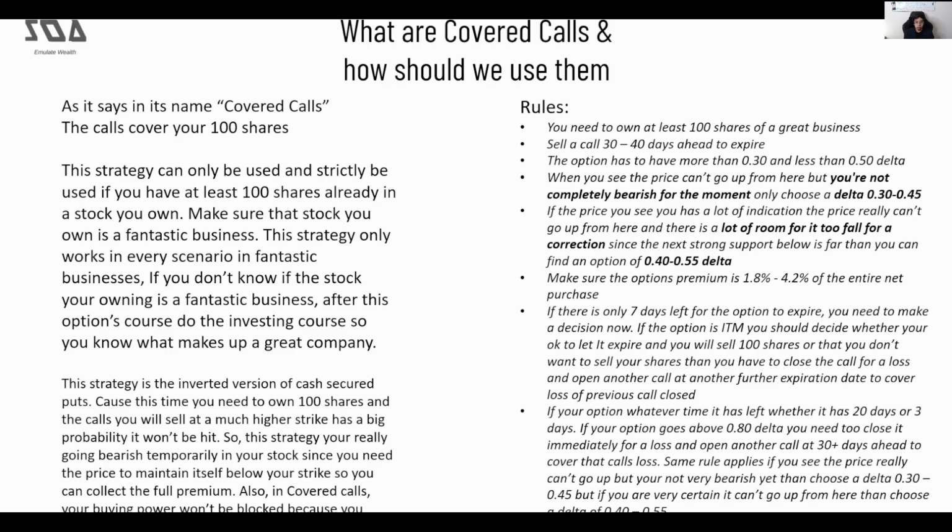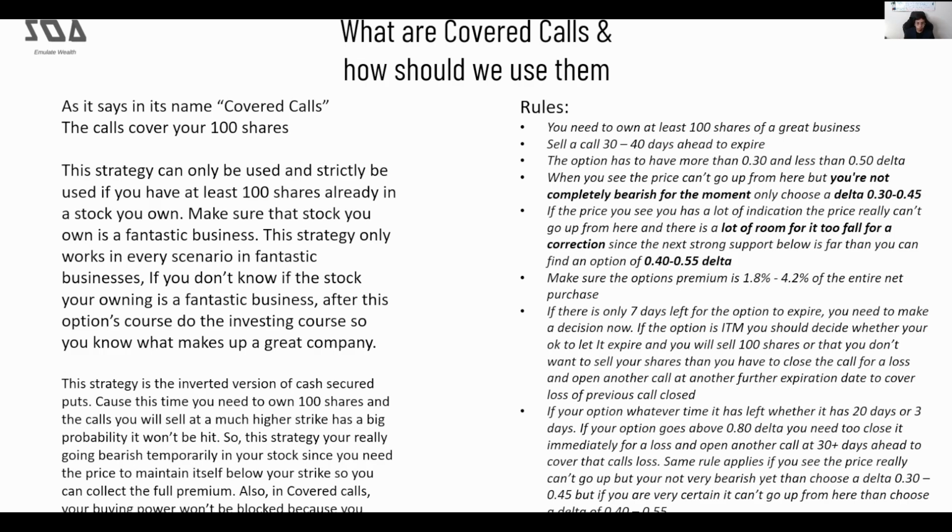So another rule is that if there are only 7 days left for the option to expire, you need to make a decision now. If the option is in the money, you should decide whether you're okay to let it expire and sell your 100 shares of that stock, or maybe you don't want to sell the 100 shares. Then you would rather just close the call for a loss and open another call at a further expiration date to cover the loss of the previous call. It's the same nature as when you're rolling the puts within cash secured puts.